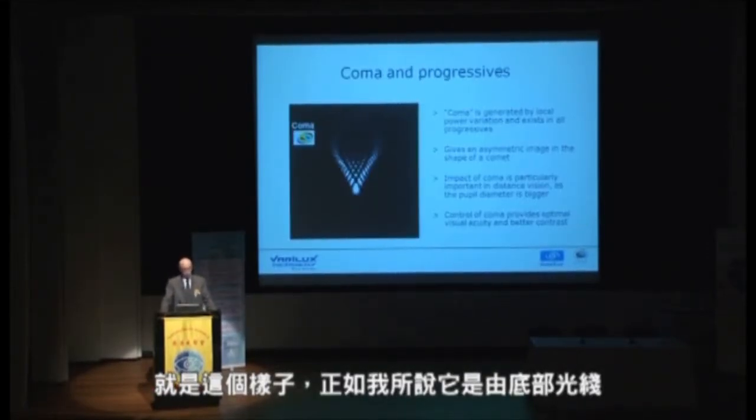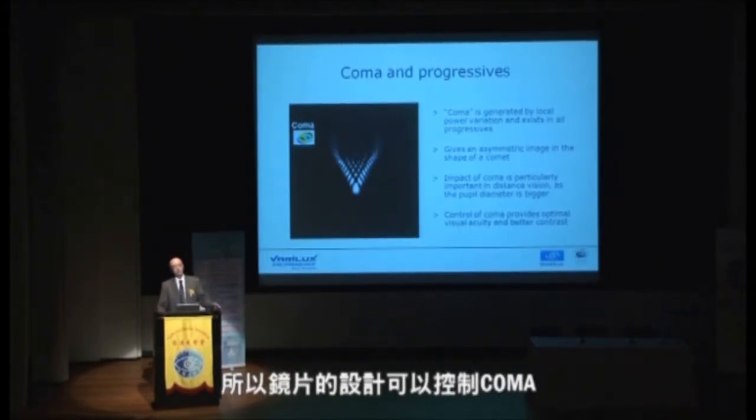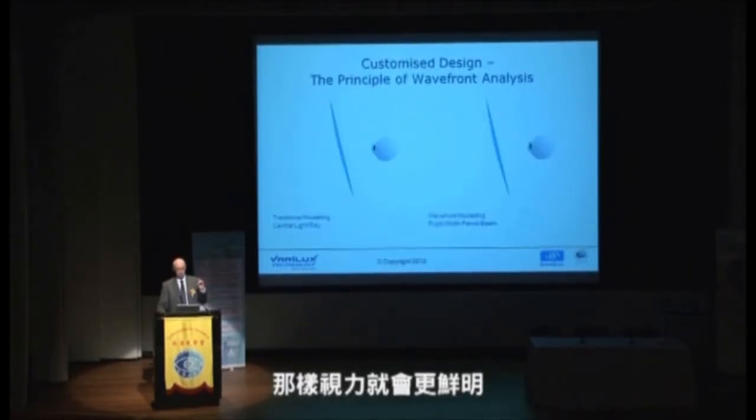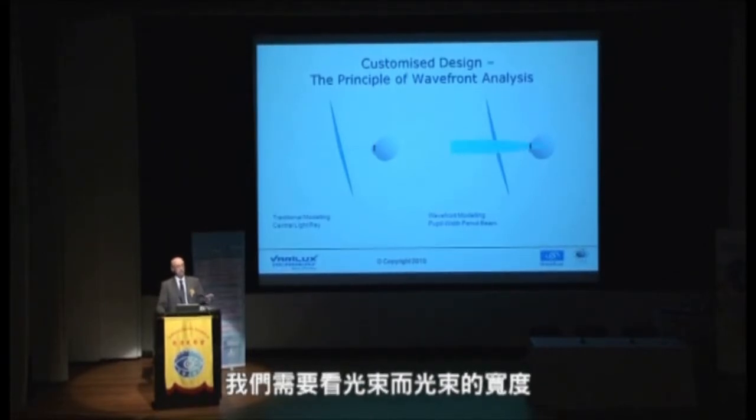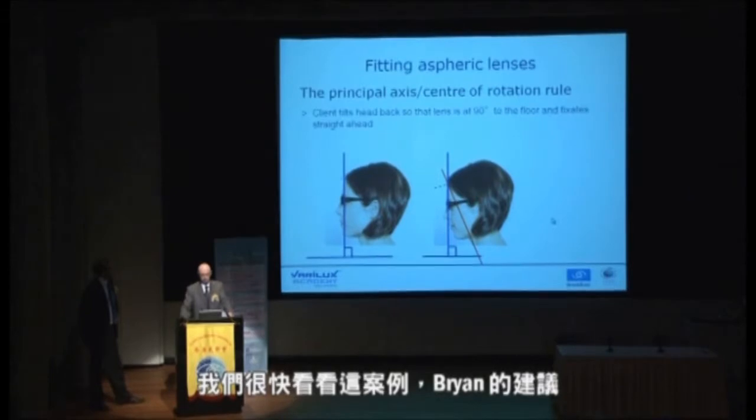Coma looks something like that. It, as I said, is created by that greater refraction at the bottom of the pencil than at the top. So if that can be controlled in the lens design, then the vision will be sharper. So, as I said, rather than just looking at a ray, we now can look at an entire pencil of light, the pencil width being about the size of the pupil.